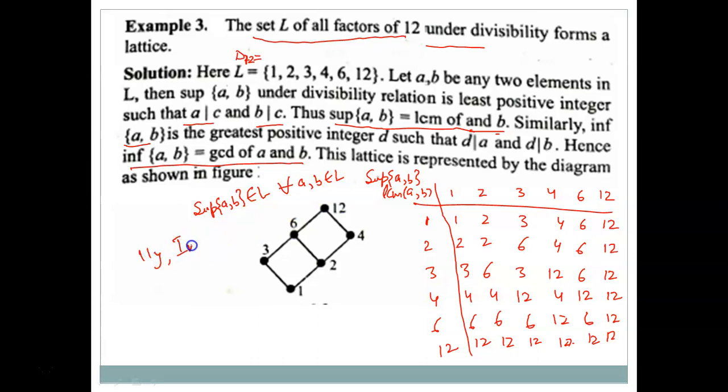Similarly for the infimum, you can construct a similar table, not of the LCM but of the GCD of two numbers A, B. That table will also give a similar structure, and all the elements will be in the set L. So these two conditions are satisfied: the supremum of every pair of elements belongs to L and the infimum of every pair of elements belongs to L. And we can represent it with the help of a Hasse diagram, which can be represented like this.